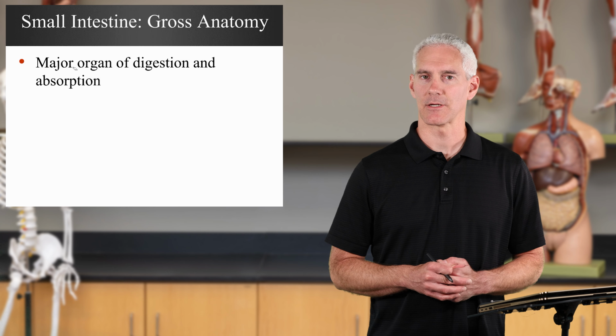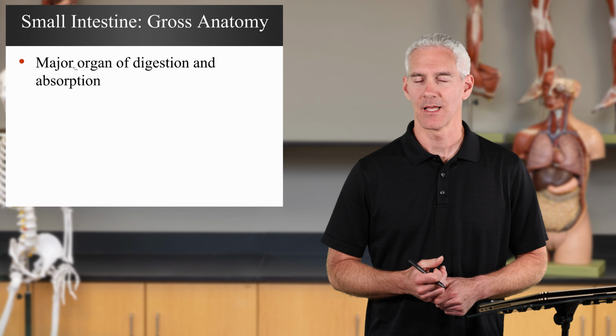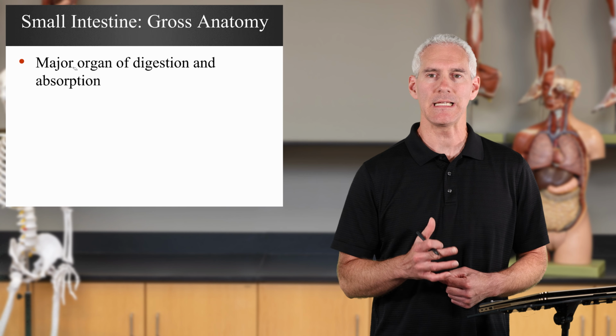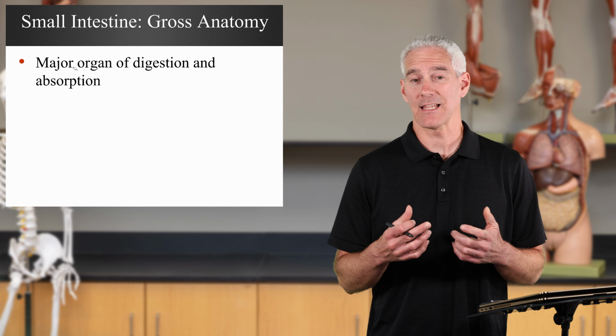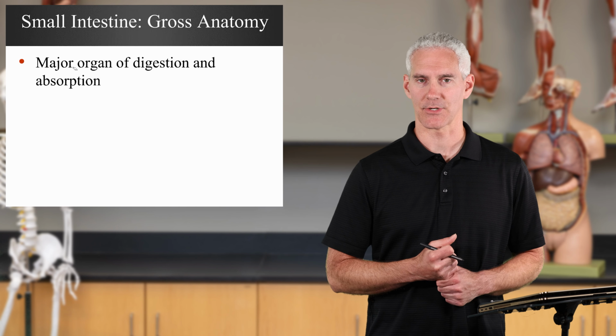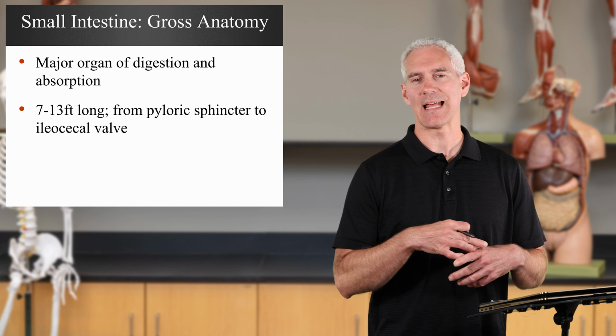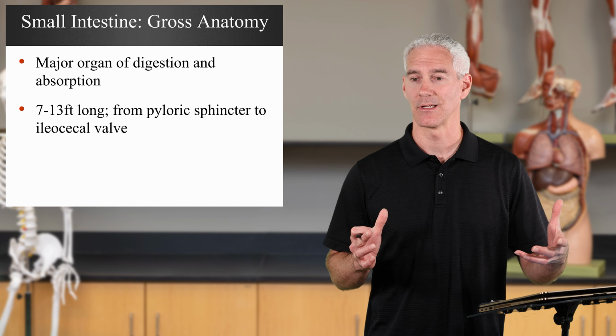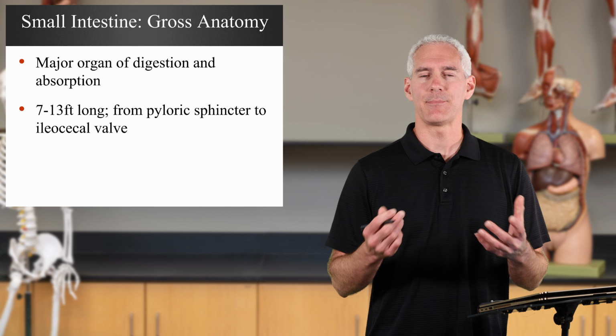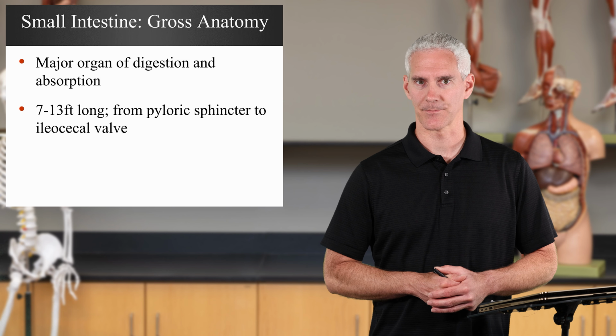Moving on from the stomach, we're moving into the small intestines. Now, the small intestines is really where the majority of absorption is going to be occurring. So it's really kind of like the major organ of your GI tract. It ranges in length anywhere from 7 to 13 feet. And you might be thinking, that's a large range. Well, yeah, it happens. It depends on each individual person.